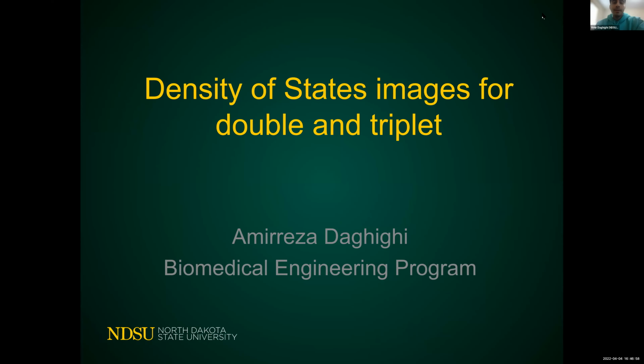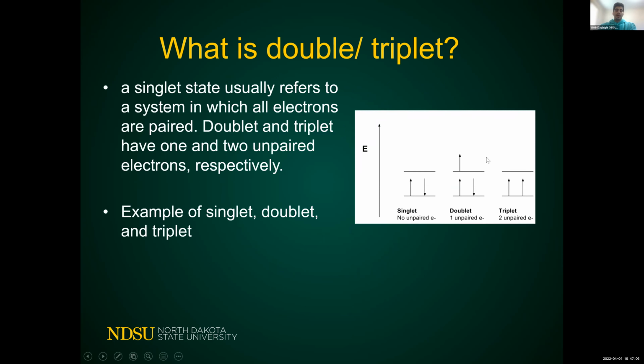So hello everyone, this is Amir, and today I'm going to talk about the density of states images for doublet and triplet. So first of all, what is doublet and triplet? Here's an example of a singlet, doublet, and triplet. A singlet state refers to a system in which all electrons are paired, so we have no unpaired electron. In doublet, we have one unpaired electron, and in triplet, we have two unpaired electrons.